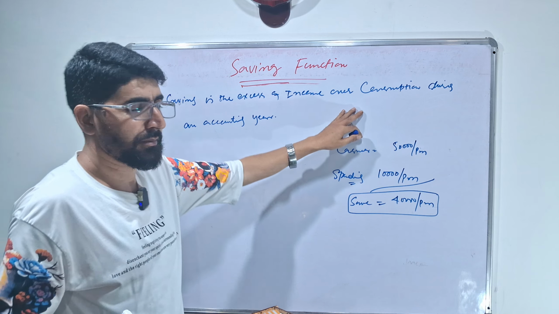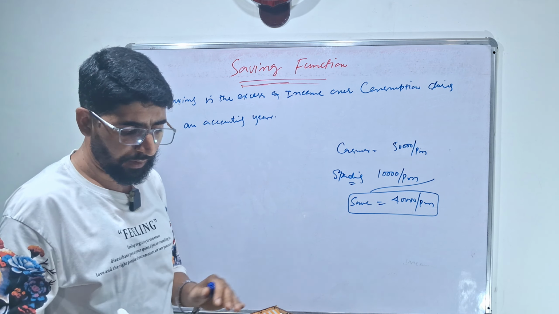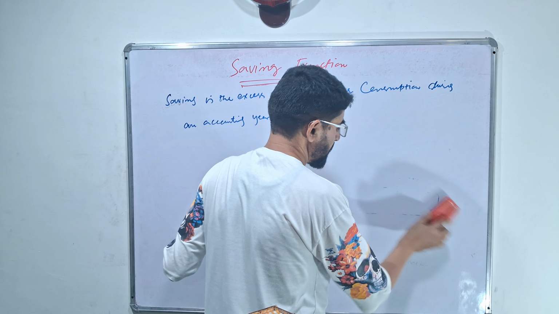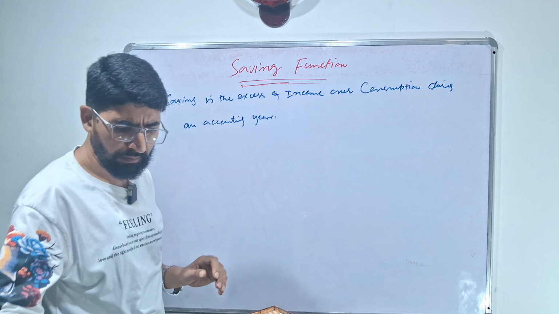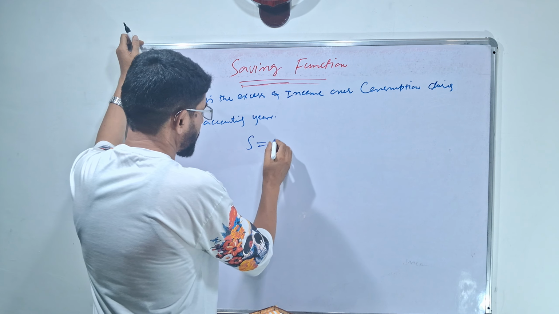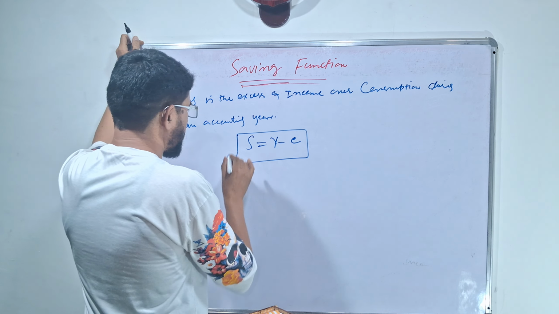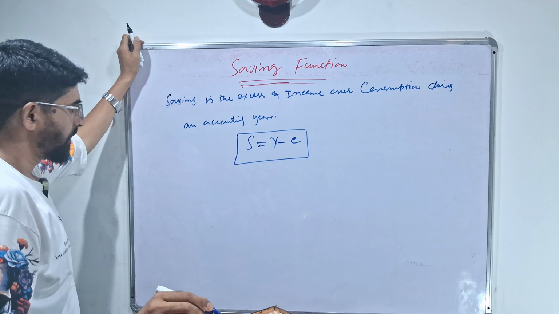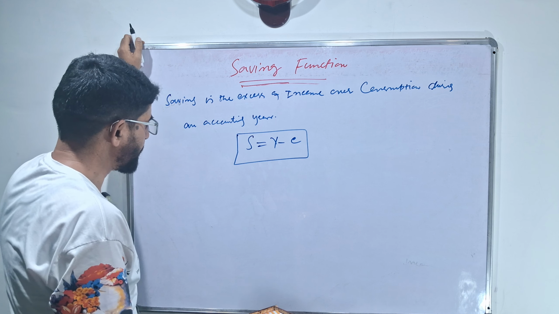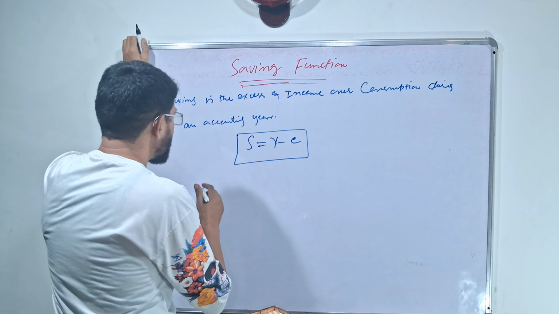Excess of income over consumption. Consumption means spending on goods and services. The remaining part of income he saves. Now, to calculate saving, saving is equal to Y minus C. This is the formula for calculating saving. Y stands for income, C stands for consumption, S stands for saving.